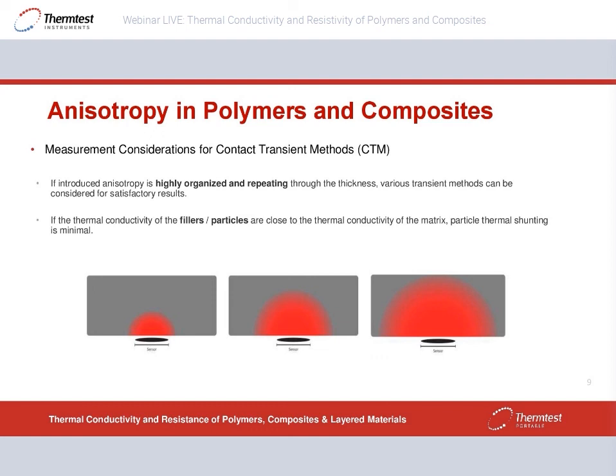If the thermal conductivity of the fillers or particles is close to the conductivity of the matrix, particle shunting is minimal. We'll talk more about what that means, but essentially, in the images below, that is an isotropic homogeneous material where a sensor is supplying heat, and the heat is diffusing. We would record the transient versus time raw data, and the calculation model for that would hold true because we are in fact penetrating all directions the same.